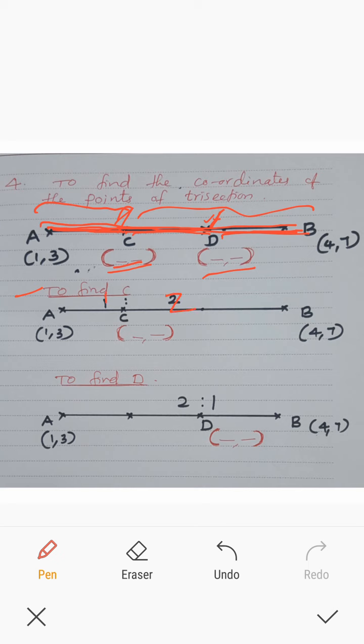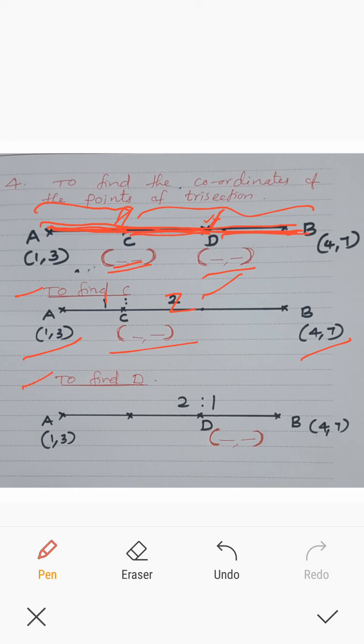Why? Because AC is one part among the 3 and CB is 2 parts among the 3 parts. So now here the endpoints of the line segment A and B are known to us. The ratio of division is also known to us as 1:2. So certainly, using the section formula we can find the coordinates of C.